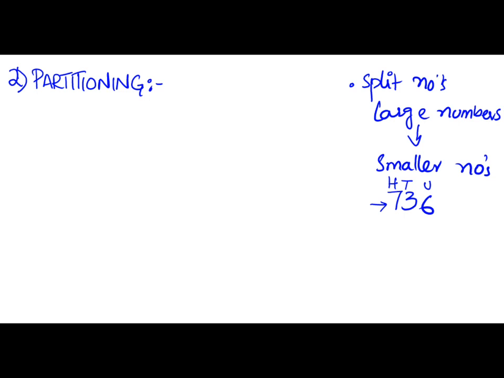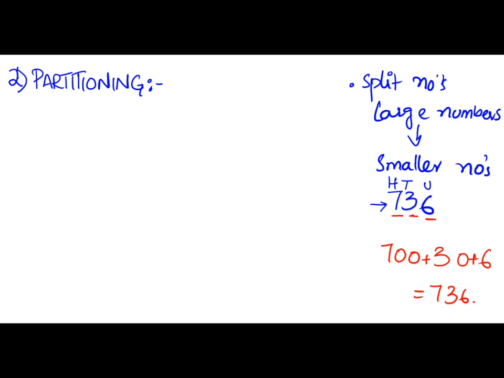So let's start from 100. So 700 plus this 3 is present at the tens place, so it will be 30. And this 6, which is present at the units place, will be written as 6. So 700 plus 30 plus 6 will be equal to 736. So this is called the splitting. This is called the partitioning.